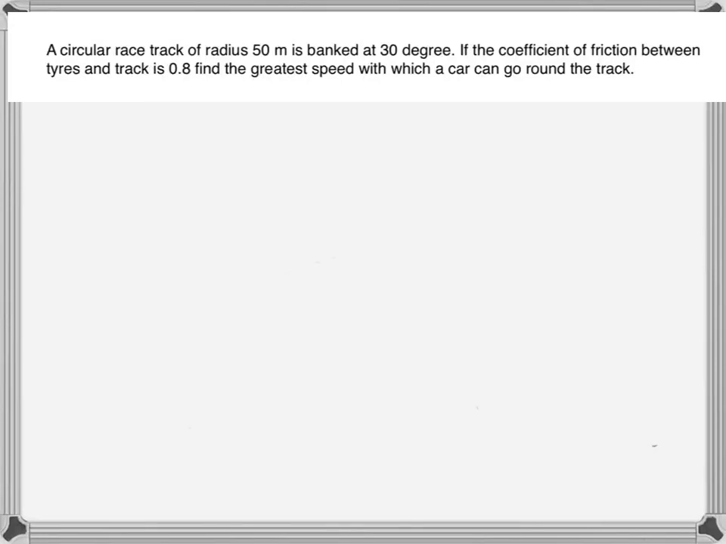A circular racetrack of radius 50 meters is banked at 30 degrees. So this one is 30 degrees, and if this is the racetrack, if the coefficient of friction between tires and track is 0.8, we have to find the greatest speed with which a car can go around the track.